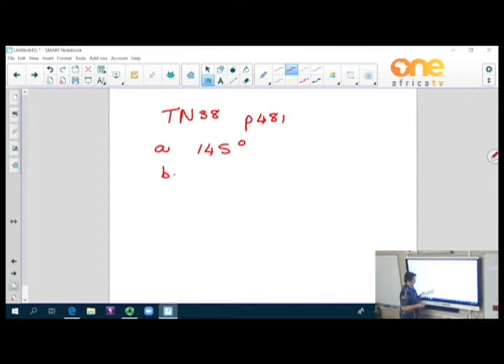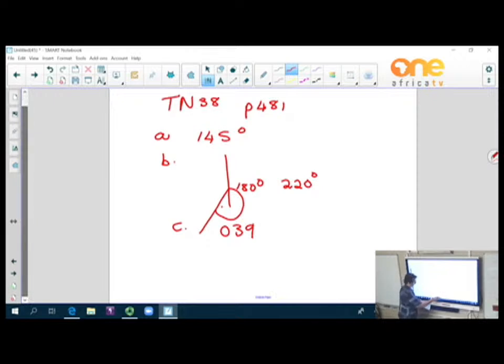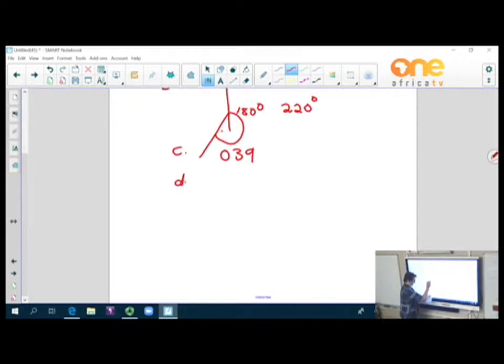Number B, so we have an angle like this. So this is a straight line which is 180 degrees, and then we add this little angle here. So this one is 220 degrees. Number C, obviously that's just that 039. Look at the 3-figure bearing that we're using here.